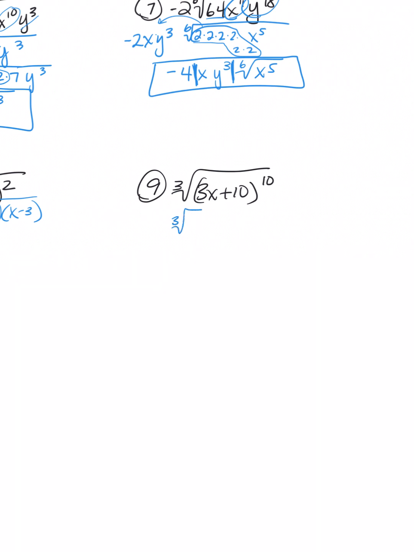This one's a cube root of all of this. Now, if you expanded this, you'd have to write this thing 10 times. We don't want to do that. It's too much work. But let's think about it. How many groups of 3 can we take out of 10? Well, you can take 3 groups of 3 out. And if I take out 3 groups of 3, that's 9. That means there's 1 left over in there. So I'm going to take out the quantity x plus 10 cubed, taking 3 of those out, but there's still 1 left over under the radical. And that's what my answer would look like, believe it or not. Looks like this.